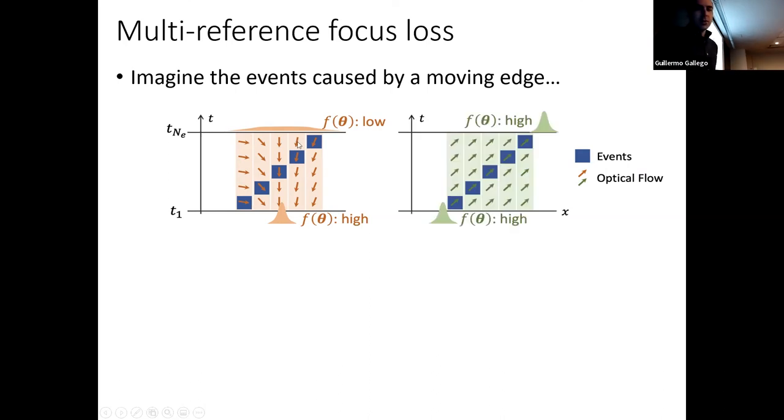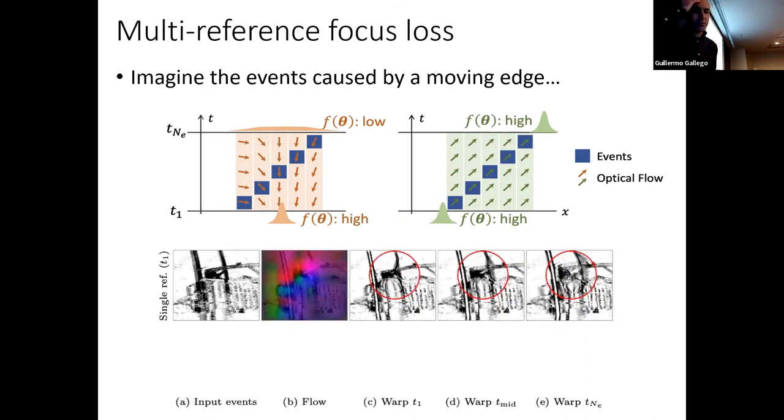So instead, if we encourage the flow to provide sharp images of warped events, or high contrast, not just at one reference time, but at multiple reference times, it will be a better flow. As you can see on the right, this flow is more uniform. It keeps sharp at T1 and at the last time, the time of the last event. This is an example from the MVSEC dataset where we warp to the time of the first event. And yes, this is sharp, but the other ones get blurred, and you see the flow is quite irregular.